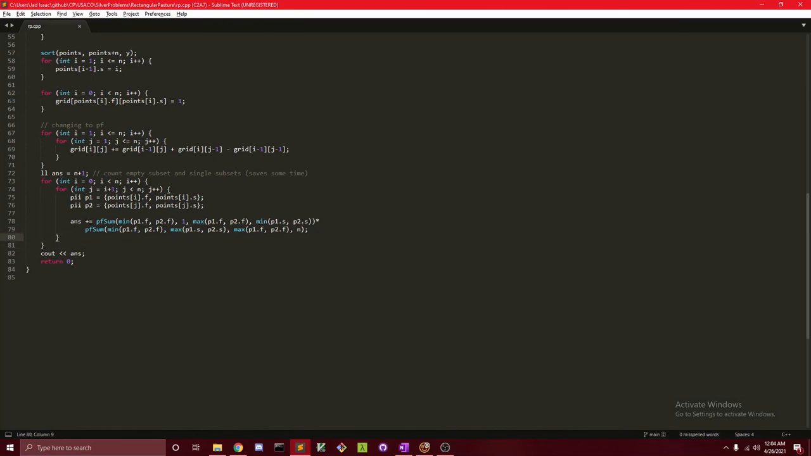And then of course we add that to our answer. For each coordinate, we count the number of points that are in those ranges and multiply them. And then that's all. That's our answer.